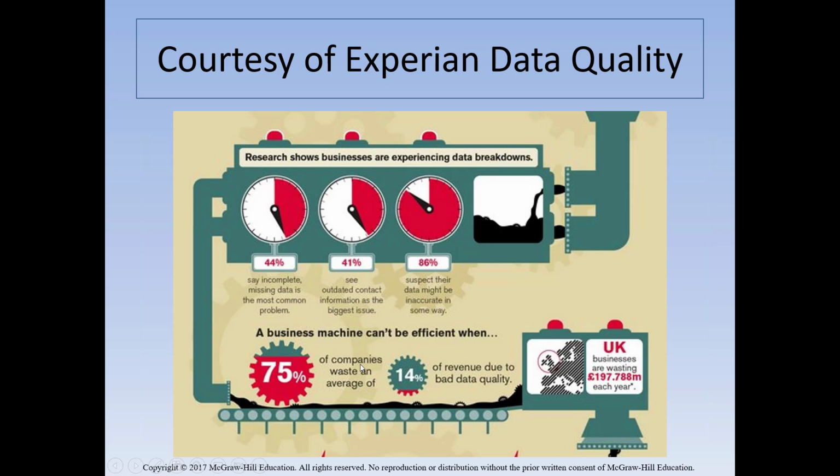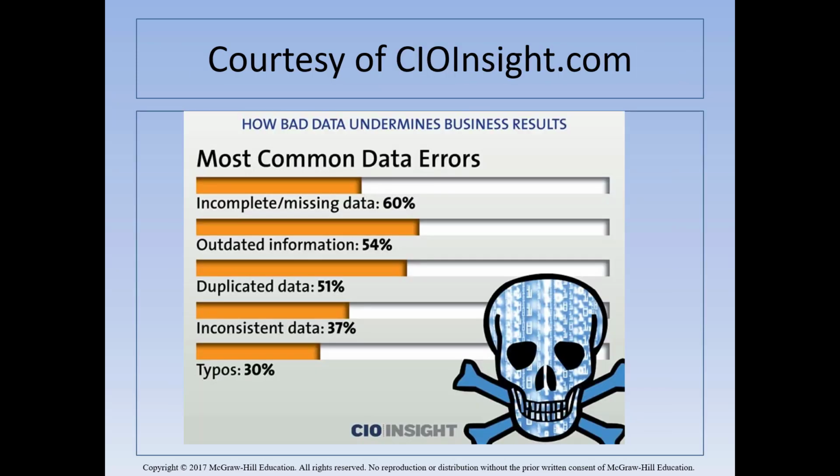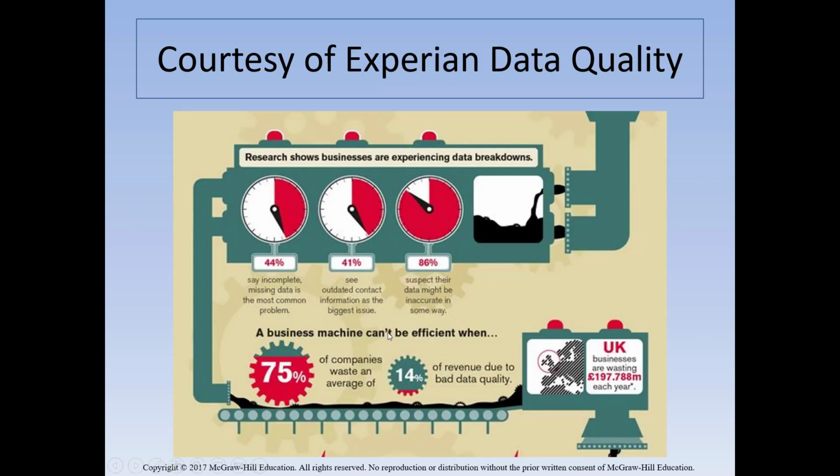And this is another source from the UK, another kind of corporate survey. It's done fancy, like a little bit of a process saying, if you don't have good data, it's like a machine on a factory floor, and if you get bad data quality, your machine's going to misfire and blow up, etc. So out of 100 businesses, 86 would suspect that their data are inaccurate. So most people realize they have bad quality data. 41% say out of date information is the biggest problem. 44% say missing data is the biggest problem. So again, this agrees with the US-based survey before.